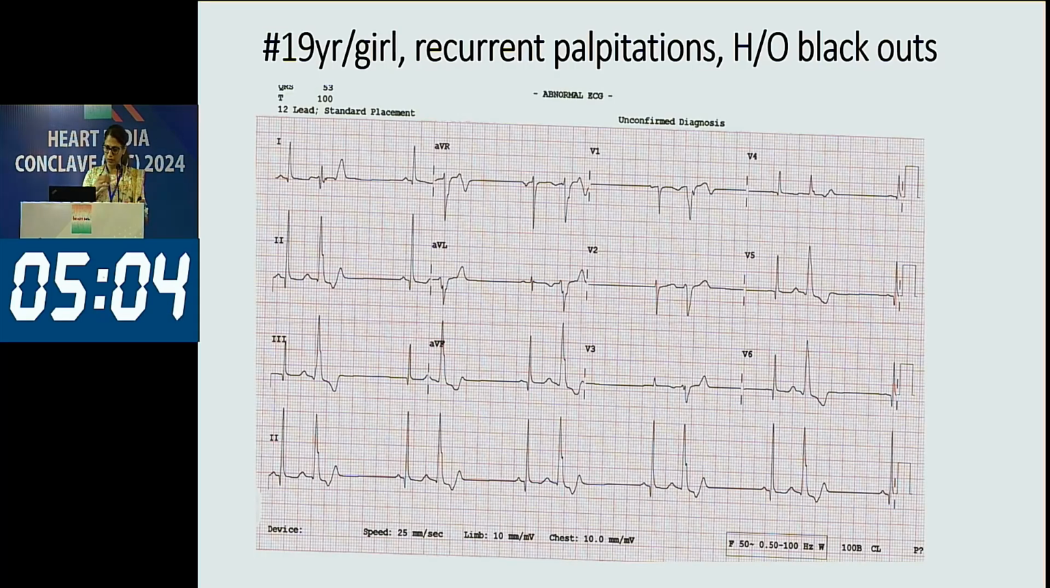This is the last case, after this I'll stop. A 19-year-old girl, recurrent palpitation, history of blackouts, no family history. So what do you feel? The baseline ECG looks okay. And you have RVOT PVCs, and the commonest diagnosis is that RVOT PVCs are idiopathic. And as electrophysiologists, we just do ablation and send off the patient. So one thing you can do, because 19 years is comparatively young, why should she have blackouts? Because RVOT VT is usually not syncopal. They'll tolerate it very well.